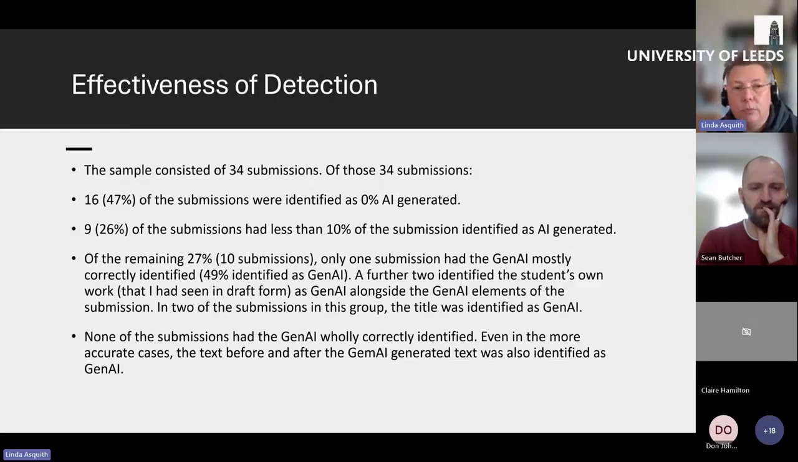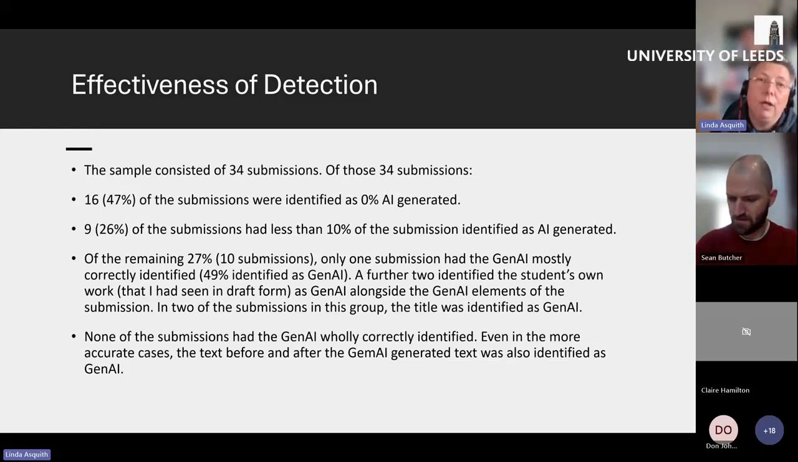And of the remaining 10 submissions that were there, only one had the generative AI mostly correctly identified. And even then it wasn't perfect, but it was mostly correct. Another two had identified the student's own work that I'd seen in draft form that we'd worked on together as we'd sat together and they'd typed stuff up. So I knew it wasn't generative AI. And in two of the submissions, the title itself was identified as generative AI. So what I found was that none of the submissions at all were wholly correctly identified as generative AI and non-generative AI. And even in the more accurately identified cases, the text before and after the generative text was also identified as generative AI.